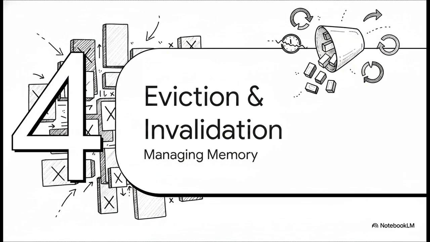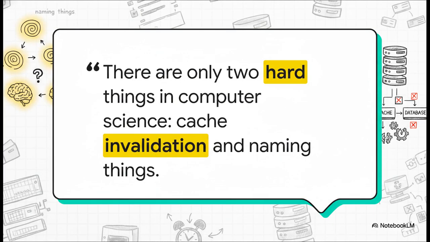Section 4, Eviction and Cache Invalidation. So what happens when the cache inevitably gets full or the data becomes stale? As the legendary quote by Phil Carlton goes, there are only two hard things in computer science: cache invalidation and naming things. And this brilliantly illustrates the central conflict here. Figuring out exactly when a cached value is no longer accurate and ensuring no user receives stale data without entirely tanking your system's performance is a famously difficult engineering challenge.